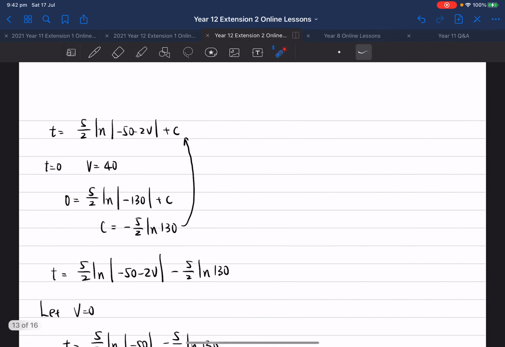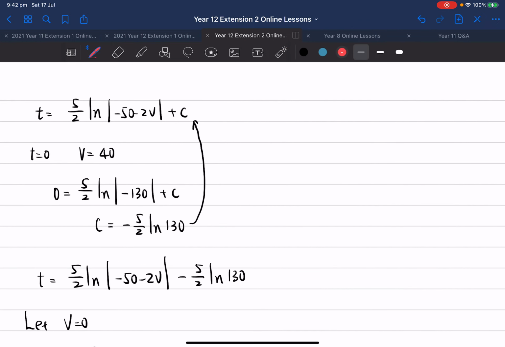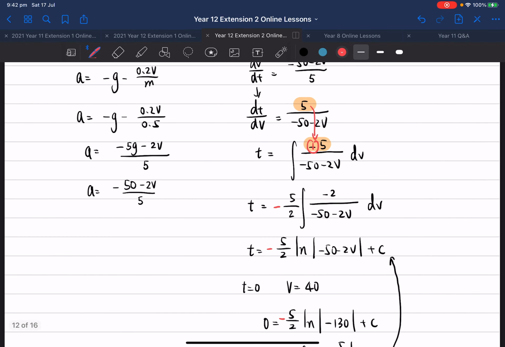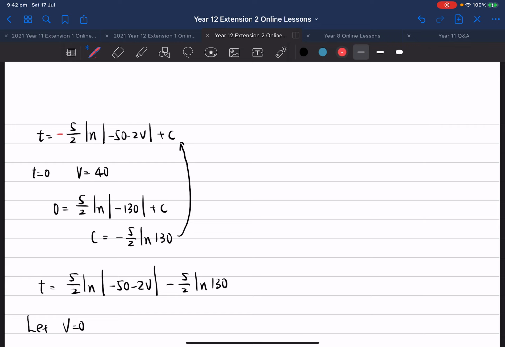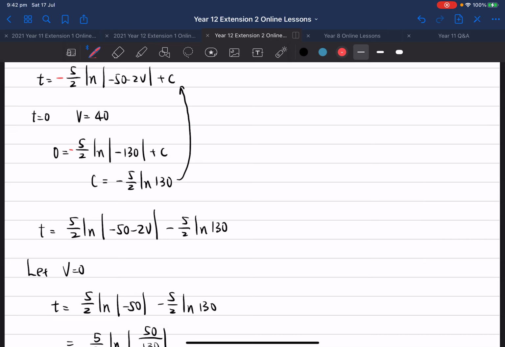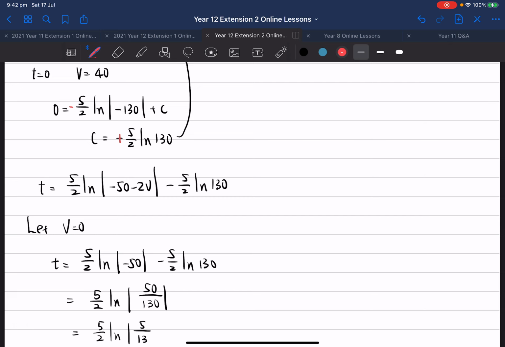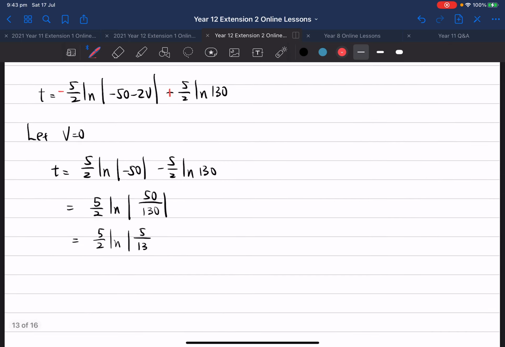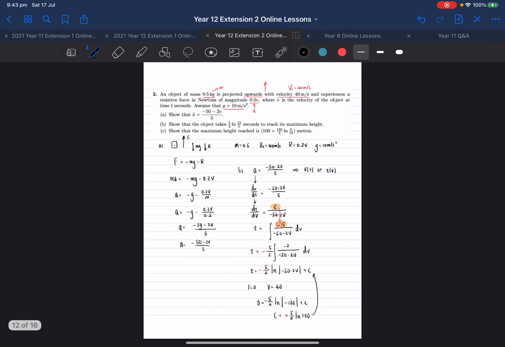So if that's a plus, we need to have a negative in the front. Yep, so that will be a negative, and then that will be a negative here. So C will be a positive. That would be a negative, that would be a plus, that's negative, that's plus. So now everything becomes better. So that's negative, negative. At the end, that becomes 5 over 2 ln(13 over 5). Okay, so that is question B.